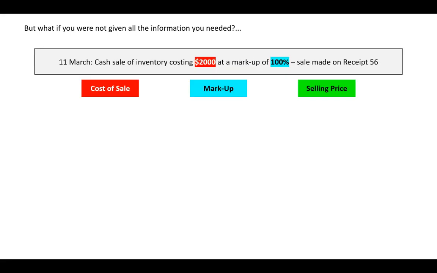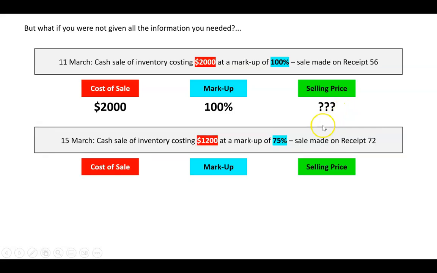But what about if we were missing the selling price? So in this case, 11th of March, cash sale of inventory which cost us $2,000 at a markup of 100%. So this time I've got the cost of sale. I've got the markup as a percentage but not a number, and I don't have the selling price. Likewise, on the 15th of March, I'm told there's a cash sale of inventory for $1,200 at a markup of 75%. So I've got the cost of sale is $1,200. I'm told the markup is a percentage, but not the selling price. So I'm going to need another formula.